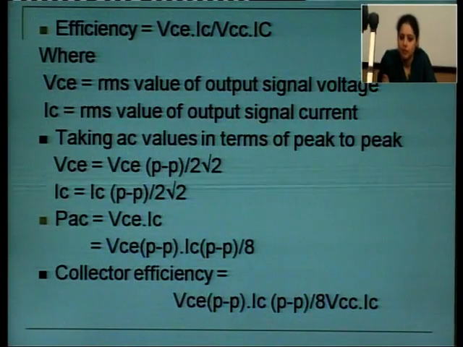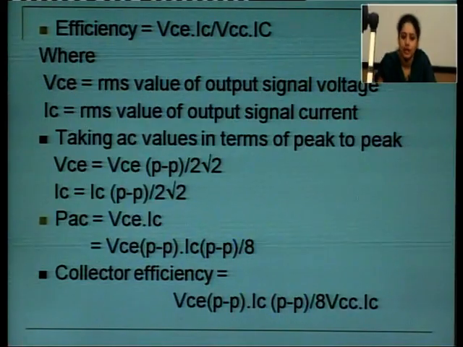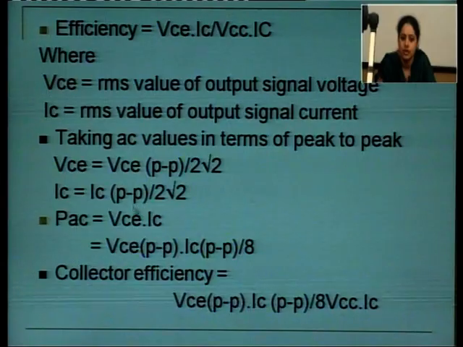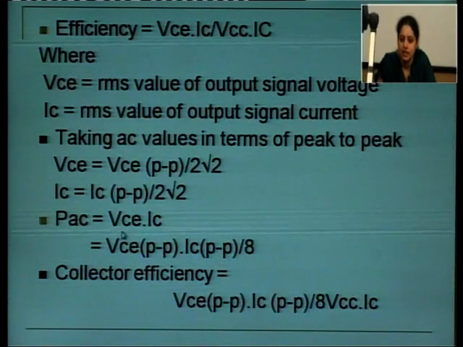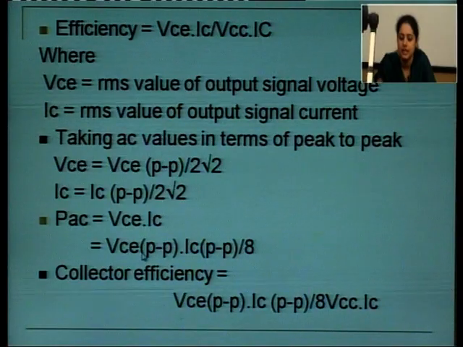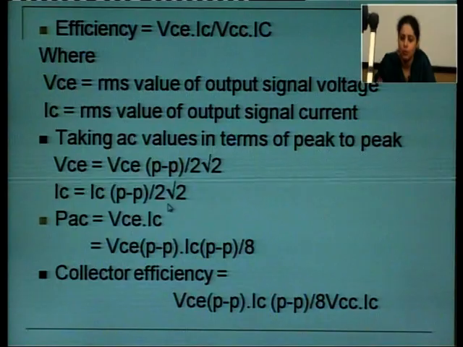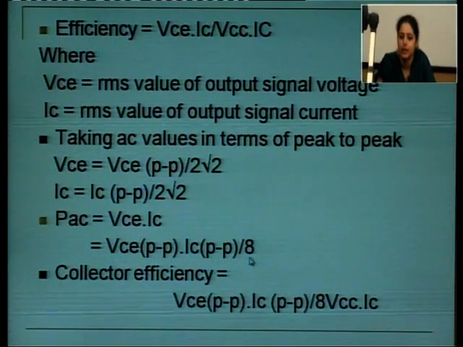So now substituting this peak to peak value into your PAC. These two values, VCE peak to peak and IC peak to peak, can be substituted in the value of PAC, that is VCE into IC. Substituting these two values, we have VCE peak to peak into IC peak to peak by 8. Here, 2 root 2 multiplied by 2 root 2 is equal to 8.